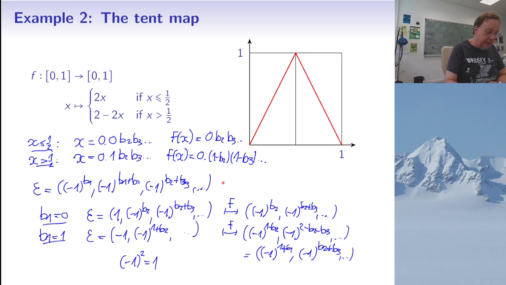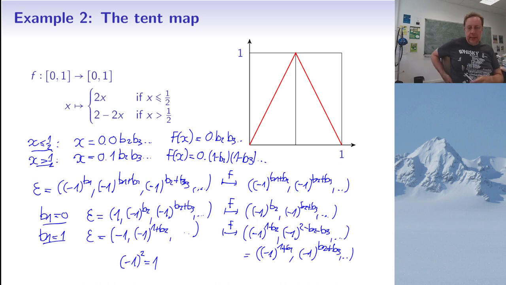And so the conclusion here is that this epsilon will be shifted to minus 1 to the b1 plus b2, minus 1 to the b2 plus b3, and so on. So I have again a shift map, just in this slightly different representation. And so most of what I said before is still true. Whenever the binary expansion is periodic or eventually periodic, so when x is rational, I will have a periodic orbit. Just the expression in particular cases will be a bit different. And when x is irrational, I will have a chaotic orbit.